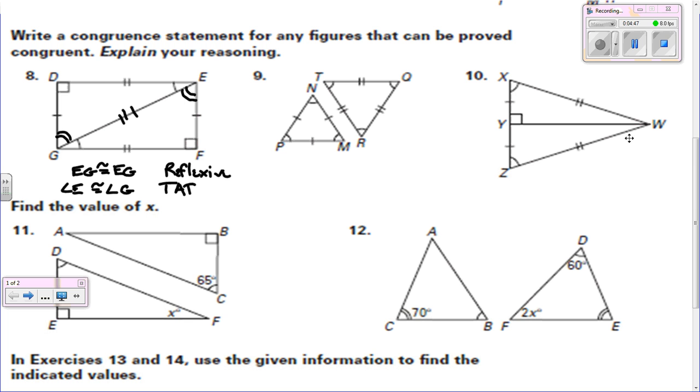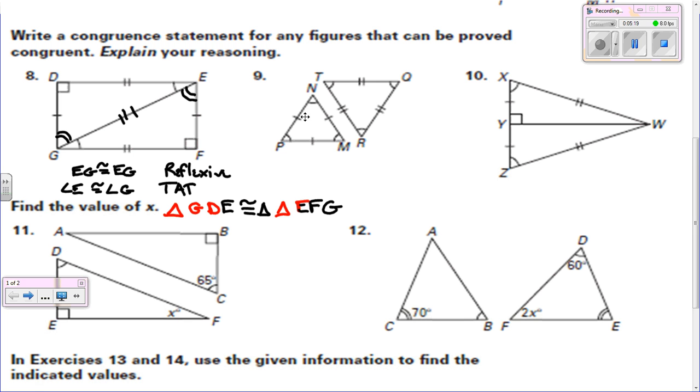So then our last step here would be to make the proclamation, or to say triangle GDE is congruent to triangle, so if we started at G, D, E, it would be E, F, G. And that's number 8.